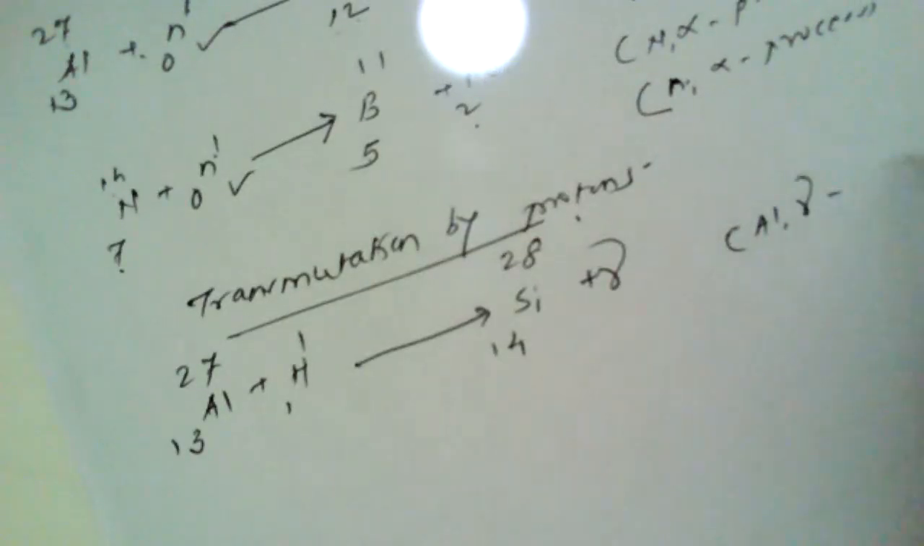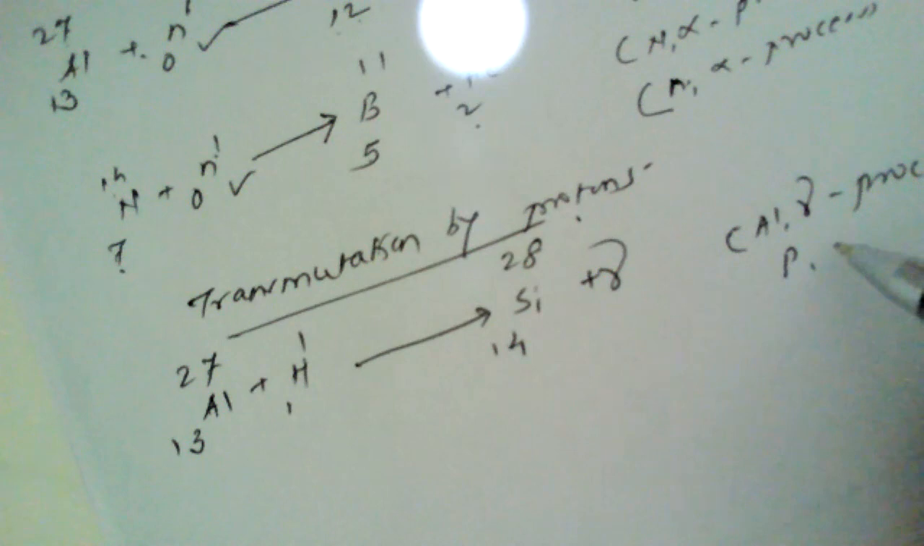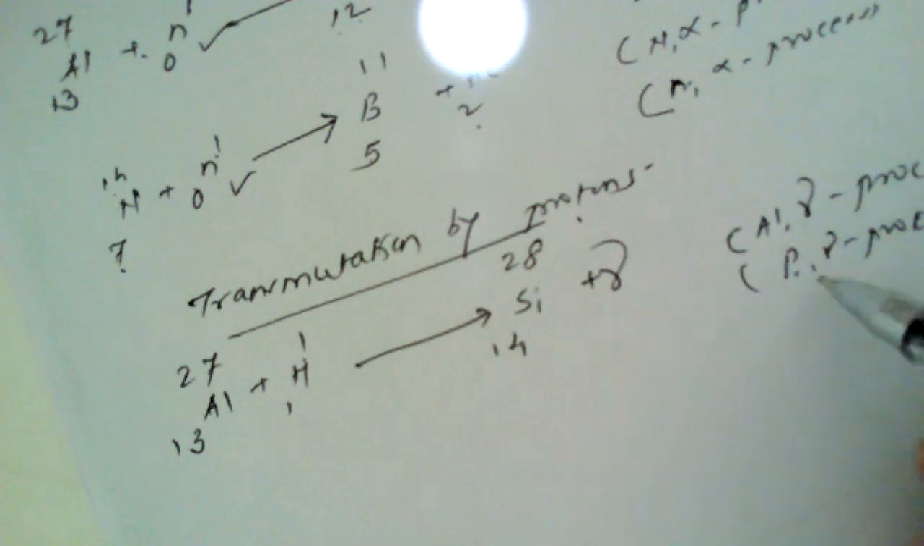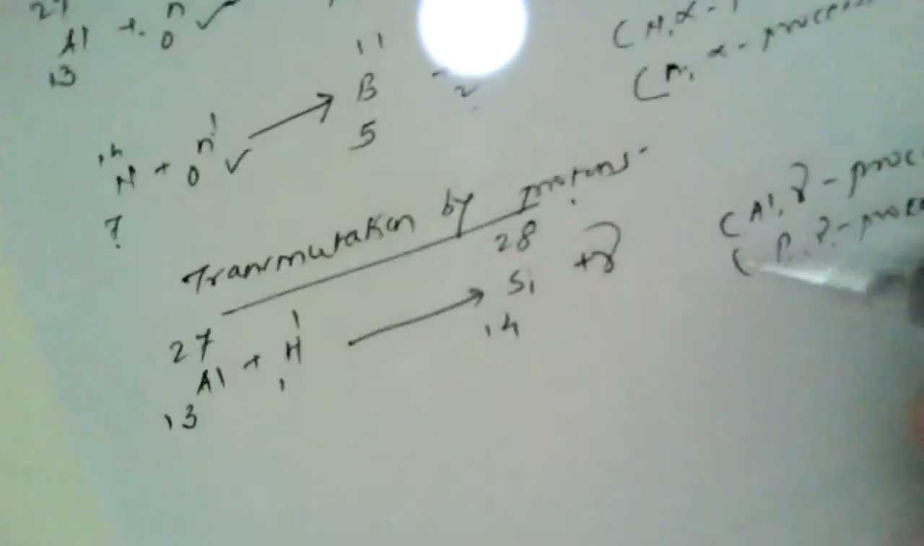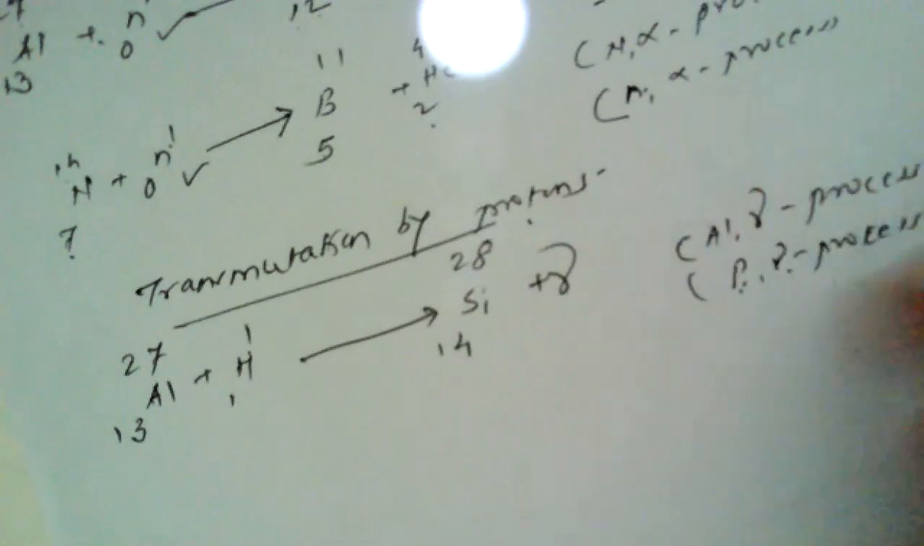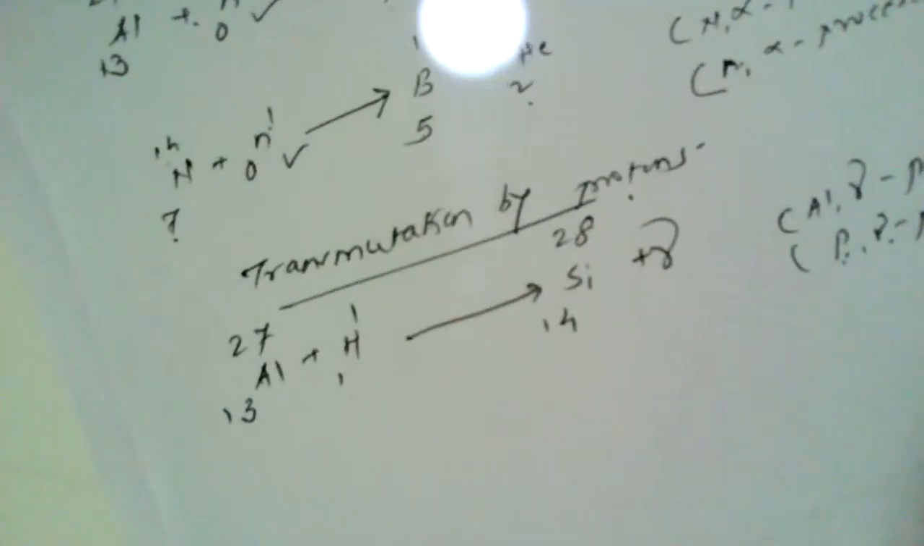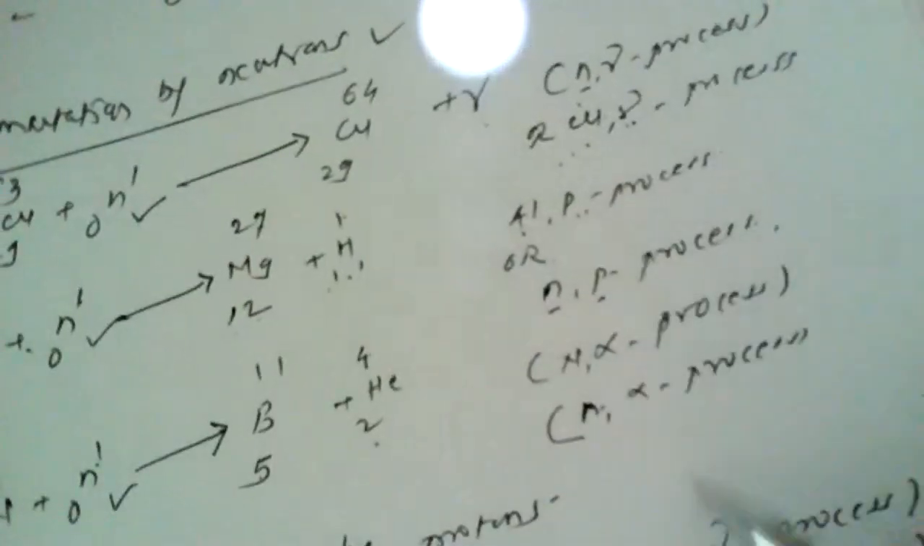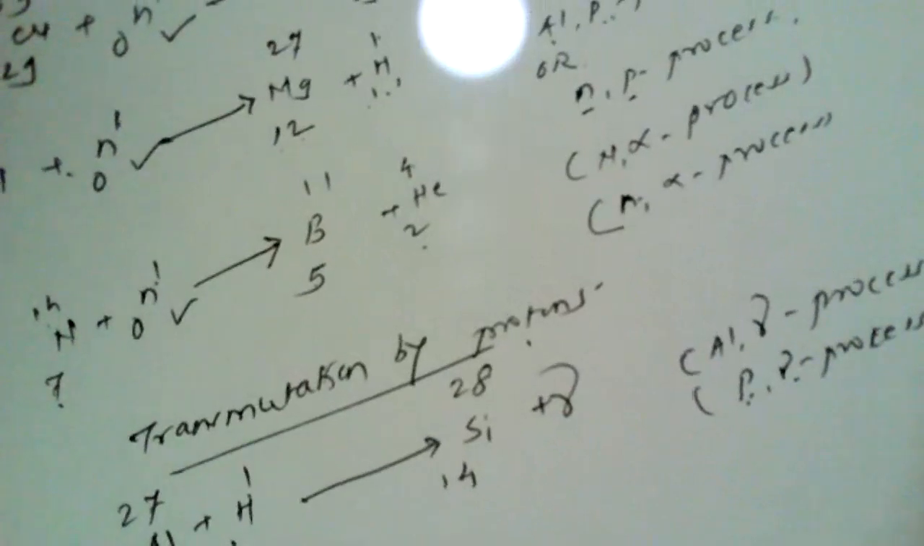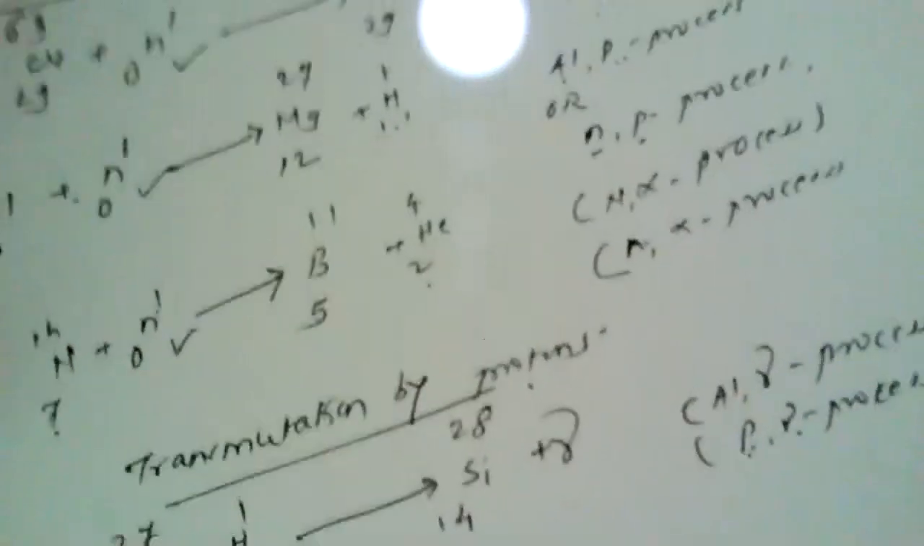As an aluminium gamma process, or this reaction is known as a proton gamma process, because protons are used as projectiles and gamma particles are ejected. So aluminum gamma process or proton gamma process, both meaning the same. And these shortcuts are not given in any of the reference books. I have worked for so many years and worked these out. This is for your benefit, so that we can write this with the help of shortcuts.